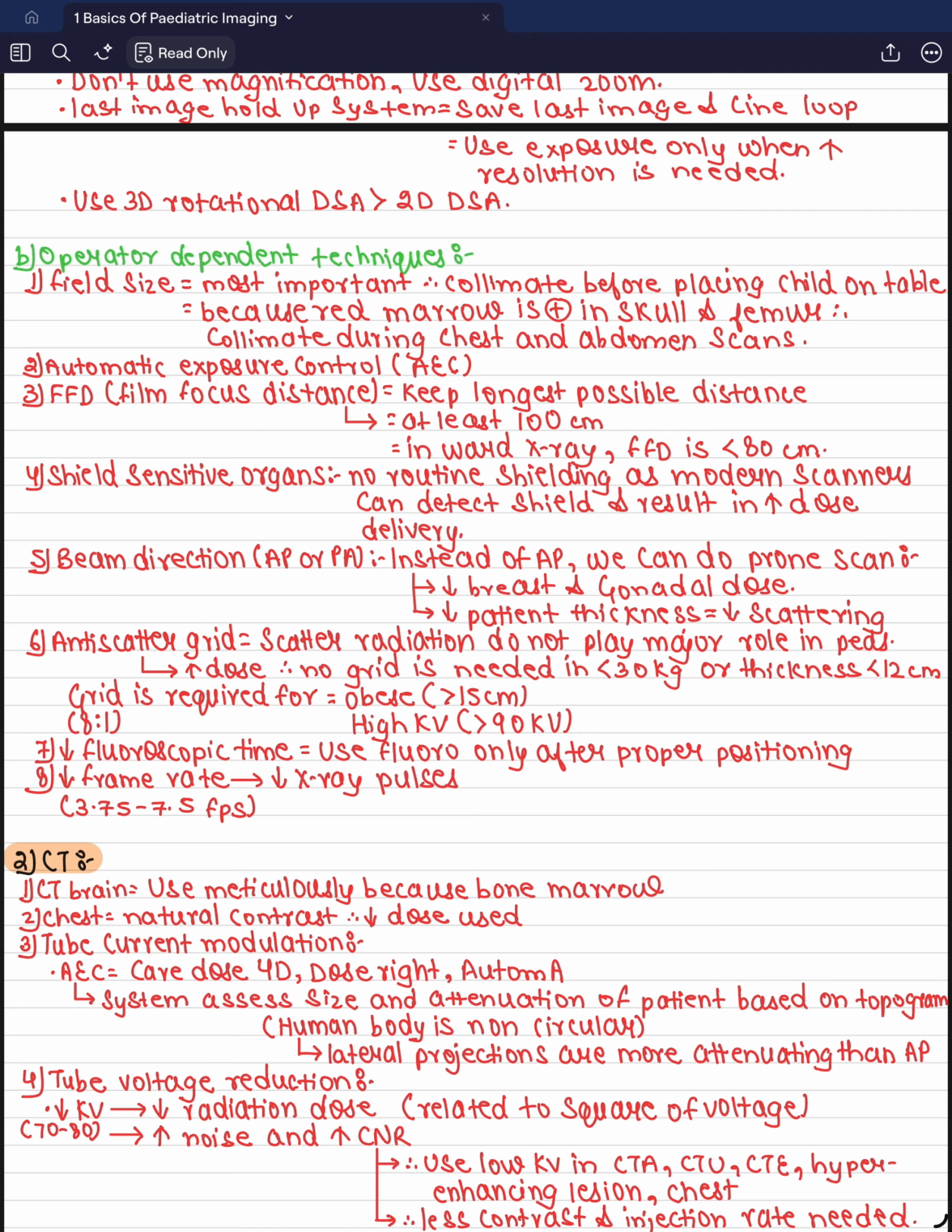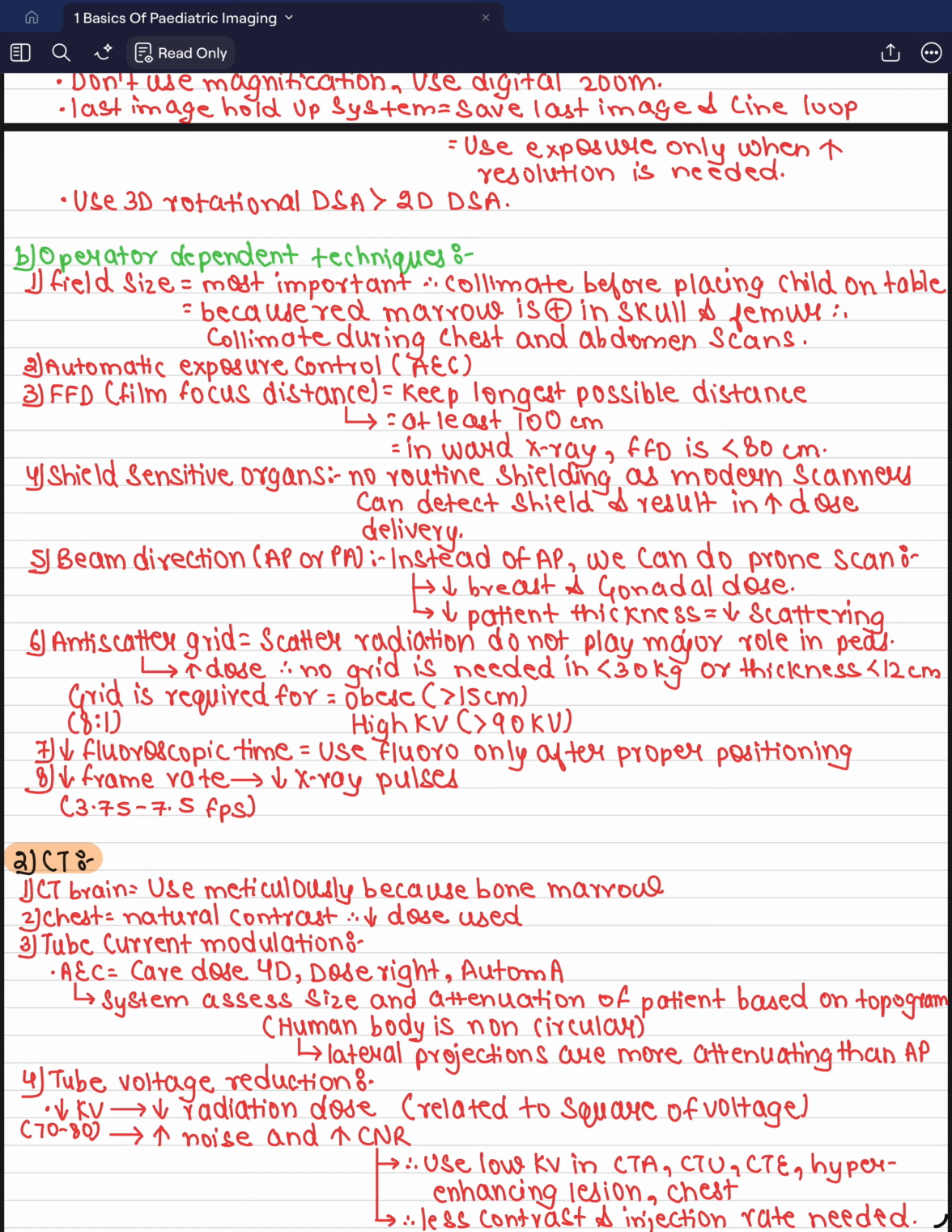What is the effect of beam direction? Does AP or PA have any value? Yes, it has. When you do AP, the rays pass from anterior to posterior. That means the breasts are exposed first. The gonads are exposed first, right? So instead of AP, what can we do? Can we do a prone scan? Yes. So it will become kind of a PA scan. So what is the advantage?